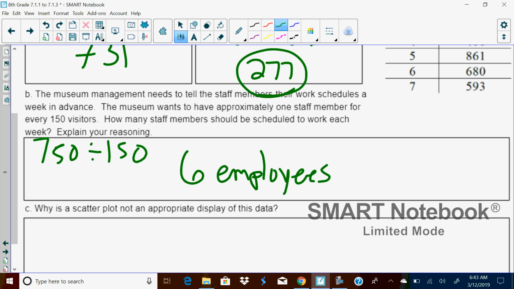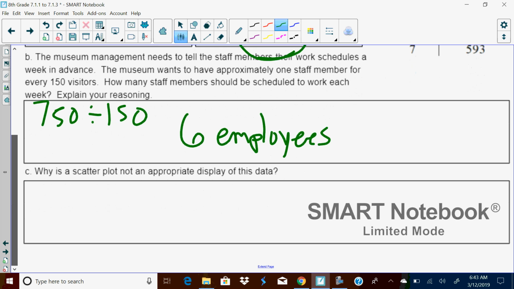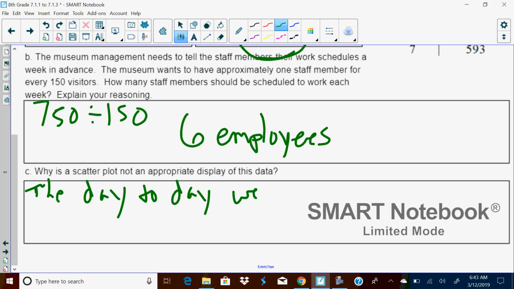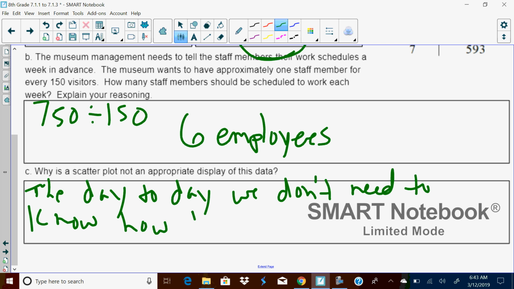And then you needed an explanation. Why is it a scatter plot? Because the day-to-day, we're not concerned about what day it is affecting the attendance. So the day, today, we don't need to know how that affects the attendance.